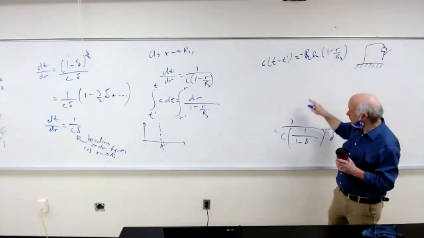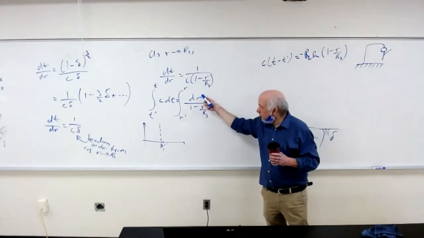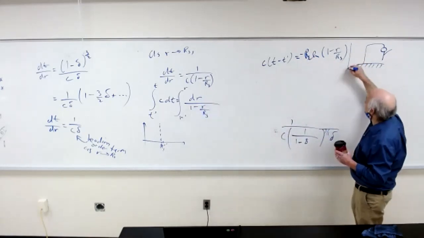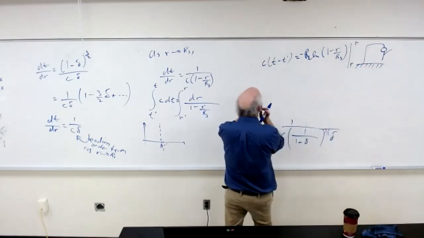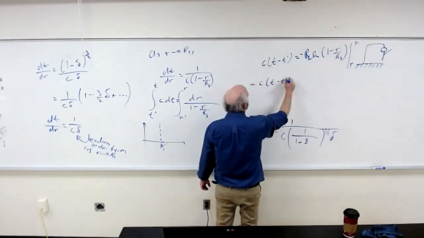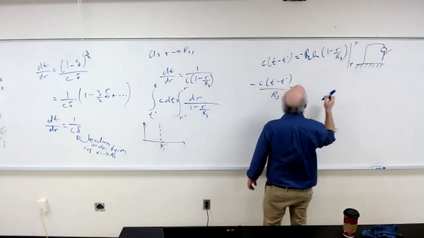You take this and put it in the bottom. So that goes into the bottom here. And then you have to take the derivative of this and put it in the numerator, which is a minus 1 over RS, which cancels that here. And then this gets evaluated on R prime and R. Okay, so what do you get? I'll take this over here. Put in the upper and lower limits here.